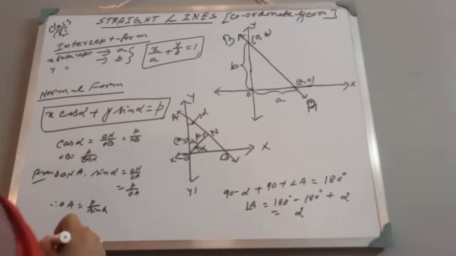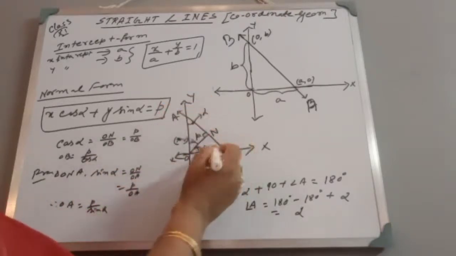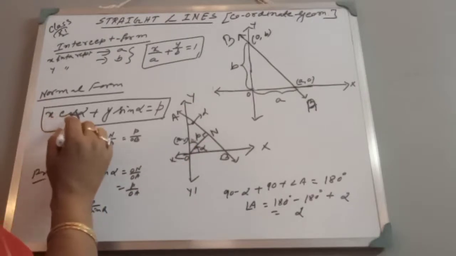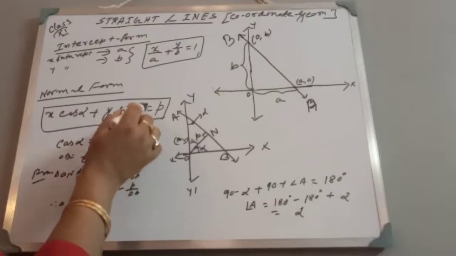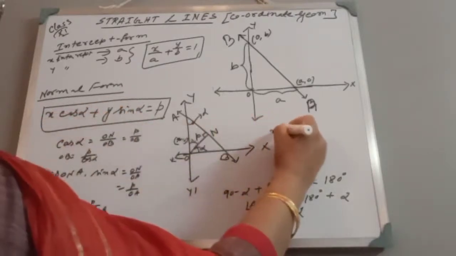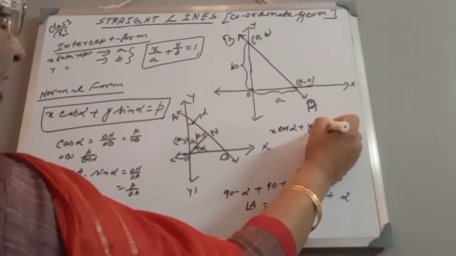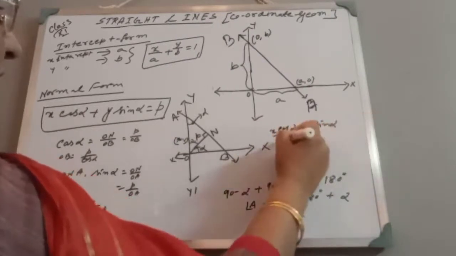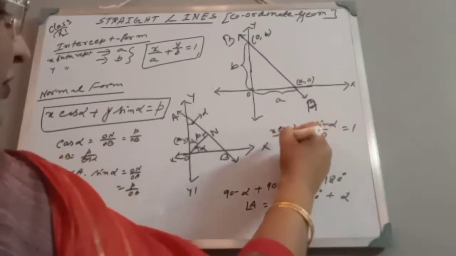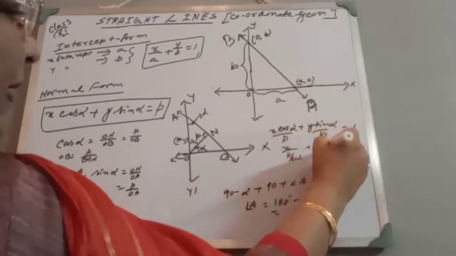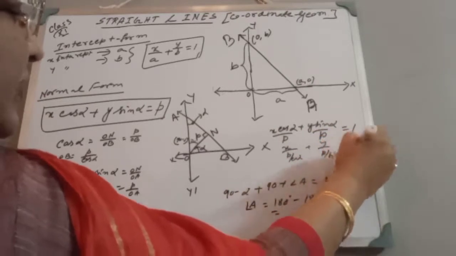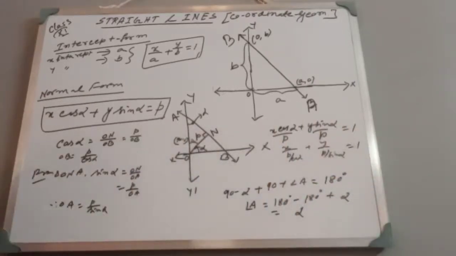Okay. Now we know the equation is x cos alpha plus y sin alpha equals P. If we make it into intercept form, then what will we write? Divide x cos alpha plus y sin alpha equals P by P, and the right side comes to 1. Then this will be x by (P by cos alpha) plus y by (P by sin alpha) is equal to 1.